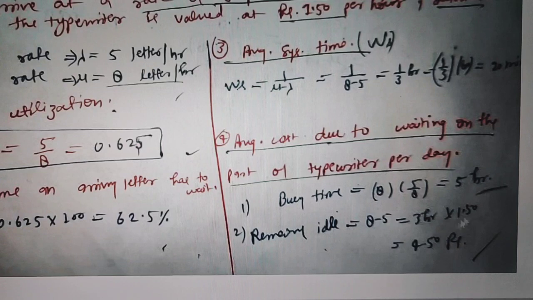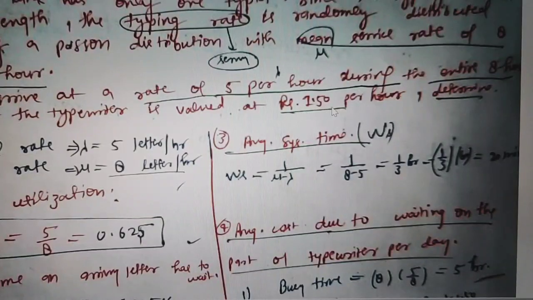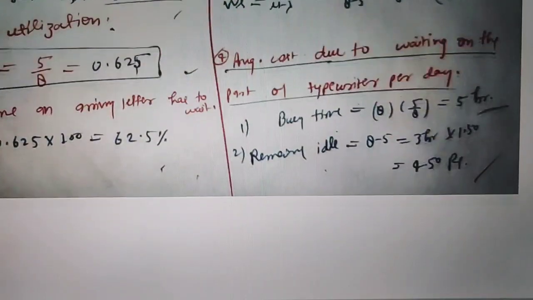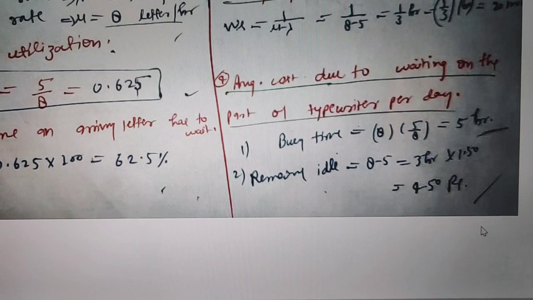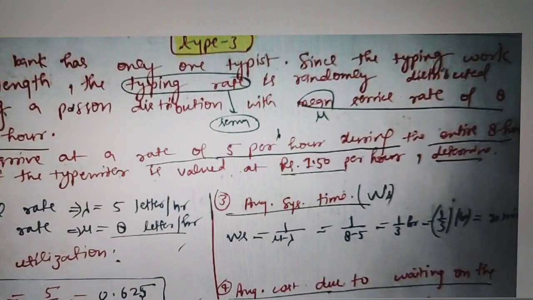Now as the question is saying that rupees 1.5 per hour is given to the typewriter, so the total cost, for the remaining idle time of 3 hours, multiply by 1.5, it will give 4.5 rupees. Okay, so this is how we are able to see what the type 3 problem is in queuing theory.